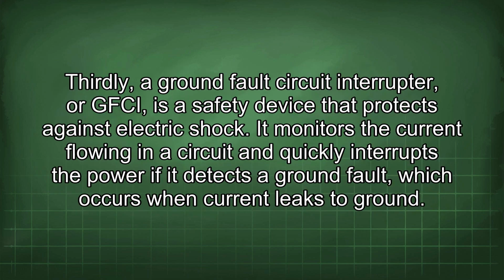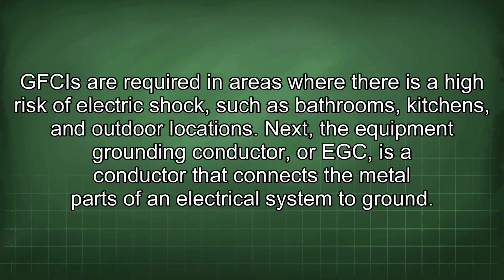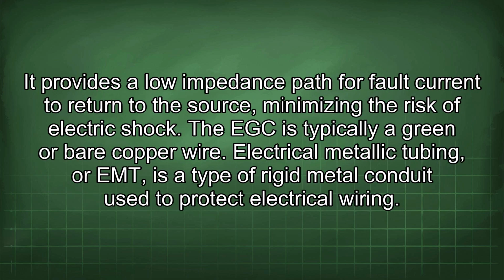Thirdly, a ground fault circuit interrupter, or GFCI, is a safety device that protects against electric shock. It monitors the current flowing in a circuit and quickly interrupts the power if it detects a ground fault, which occurs when current leaks to ground. GFCIs are required in areas where there is a high risk of electric shock, such as bathrooms, kitchens, and outdoor locations. Next, the equipment grounding conductor, or EGC, is a conductor that connects the metal parts of an electrical system to ground. It provides a low impedance path for fault current to return to the source, minimizing the risk of electric shock.